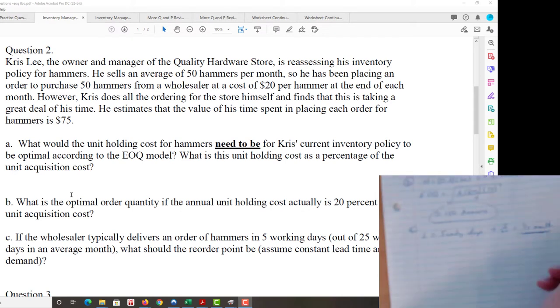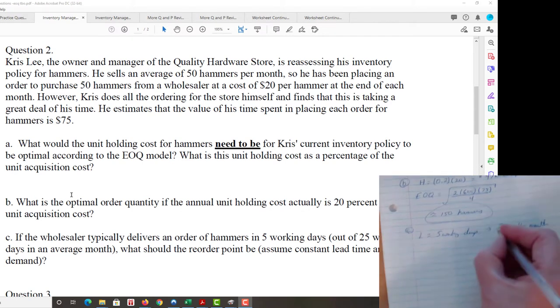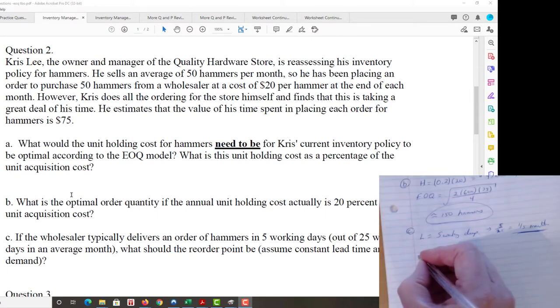Okay, so that's maybe something that's a little bit of a wrinkle there. Okay. So now we find what reorder point, so R. We don't have any data on cycle service levels, variable demand, or anything like that. It looks like demand is what demand is.